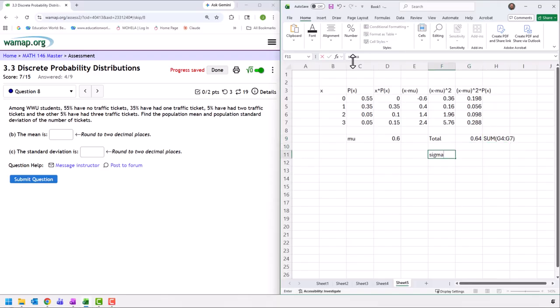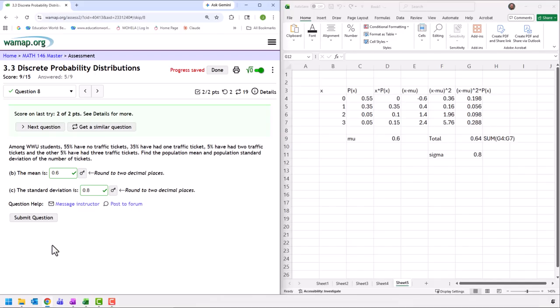Okay. Take the square root of the sum of all of those deviations squared times the probabilities. And enter some answers here. Round to 2 decimal places. 0.6. Looks like it's pretty precise. And then the standard deviation is 0.8. And there we go.